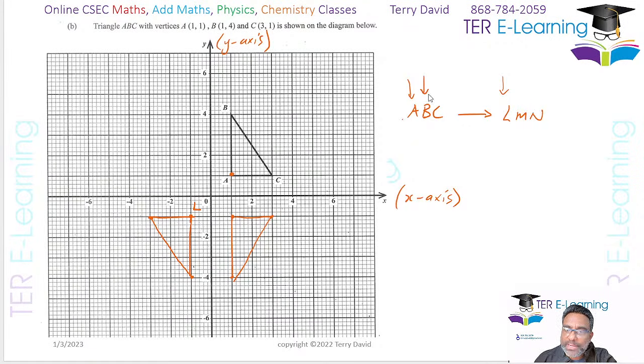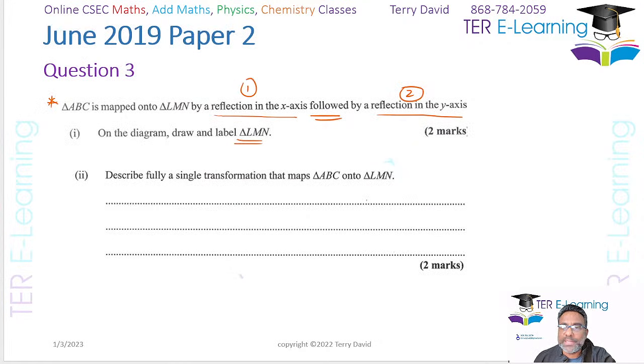Then we look at B now. B is going to become M. So you start off with B here, then it moves to this point down here, right? And then it ends up here. So therefore, this point here is M, and therefore this last point here has to be N. So be careful with this, because it can impact your answer moving forward, right? So that's my triangle here. That's triangle LMN. And you're getting 2 marks for drawing that triangle.